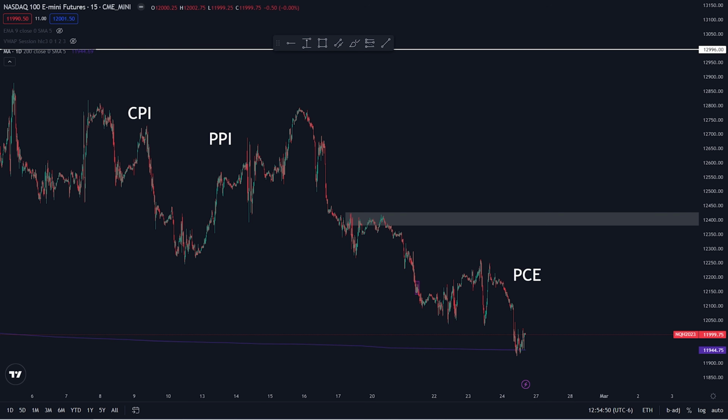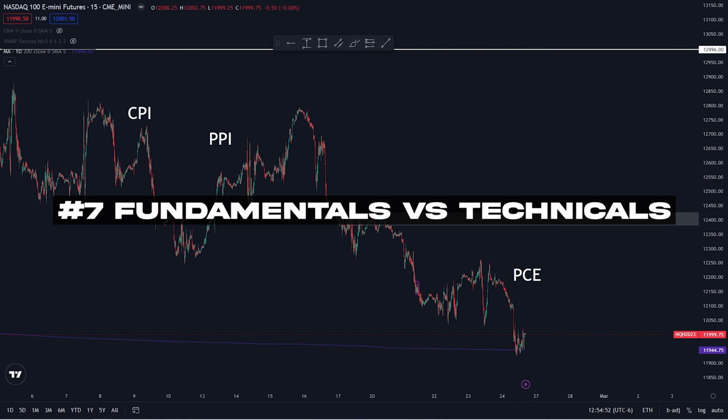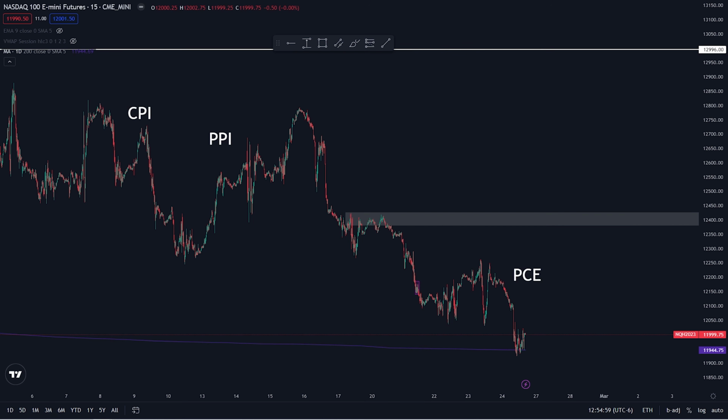Now, this is the last one, number 7, fundamentals versus technicals. And when we go into this, you have to understand that you can maybe make some fundamental scalps, but you need to identify that it usually takes longer for fundamentals to really play out. When we look at the market, I just marked some of these levels that have happened over the past few days. We had bad CPI data, bad PPI data, then bad PCE data.